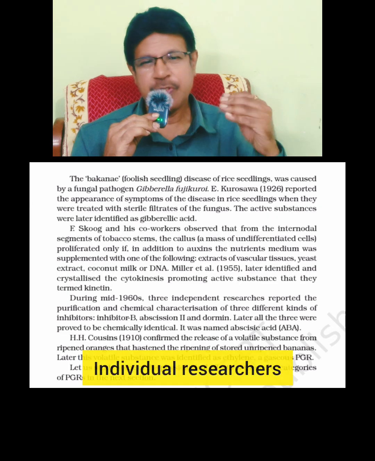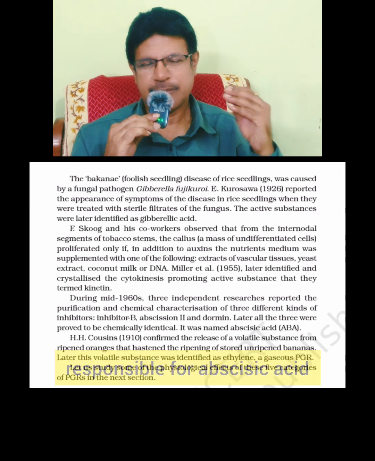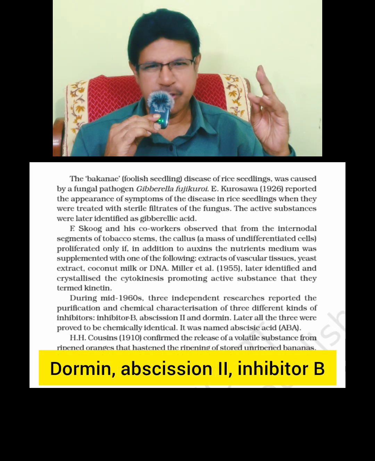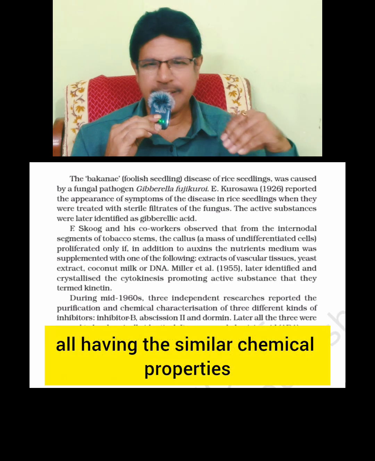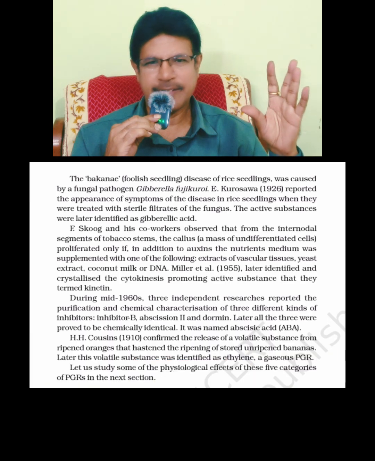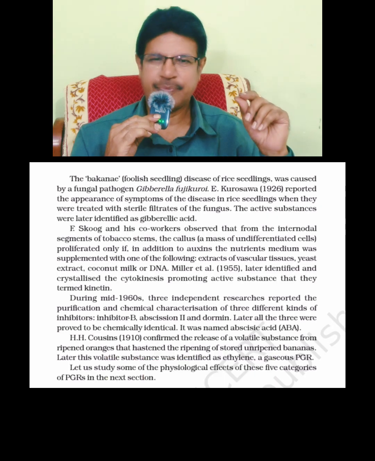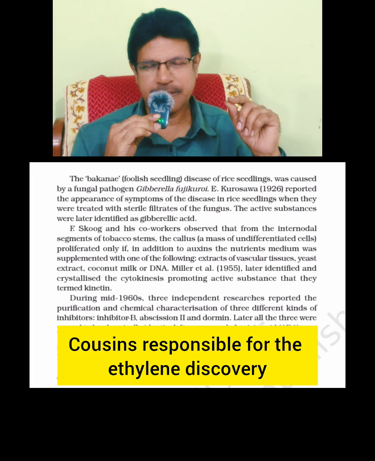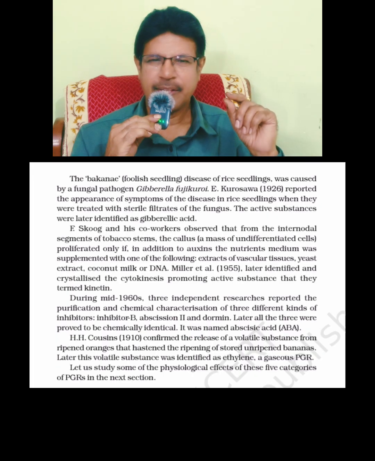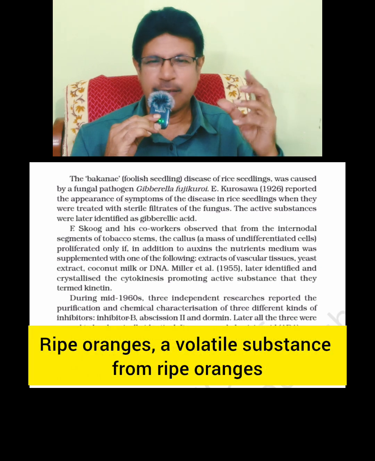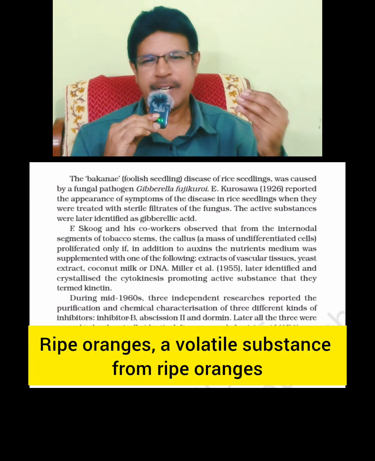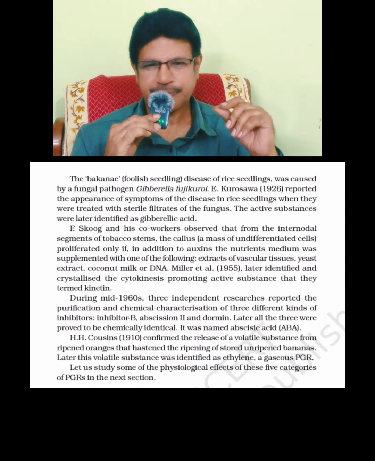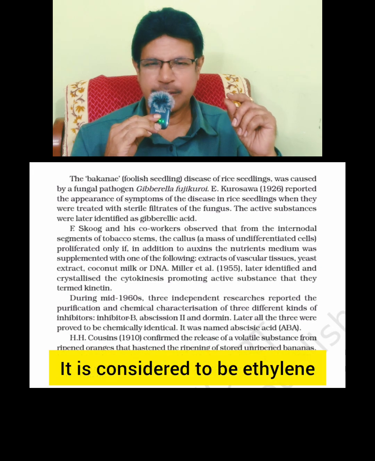Next, individual researchers were responsible for abscisic acid: dormin, abscission II, inhibitor B, all having similar chemical properties, and they called it abscisic acid. Next, ethylene. Cousins was responsible for the ethylene discovery: a volatile substance from ripe oranges which converts unripe banana into ripe banana. It is considered to be ethylene.